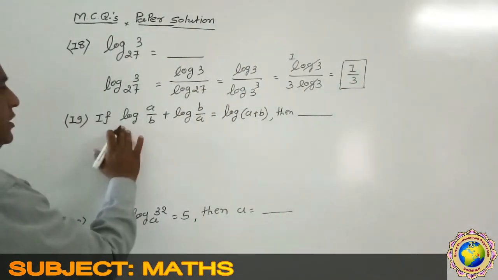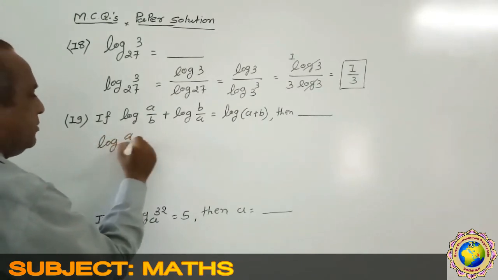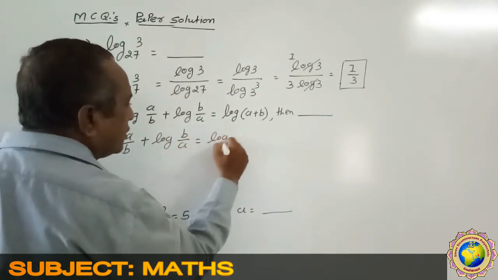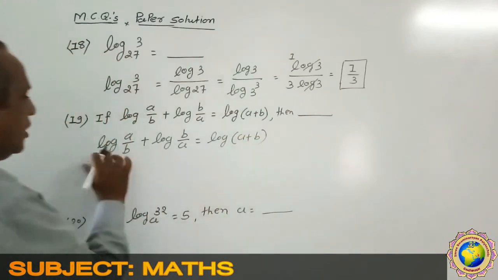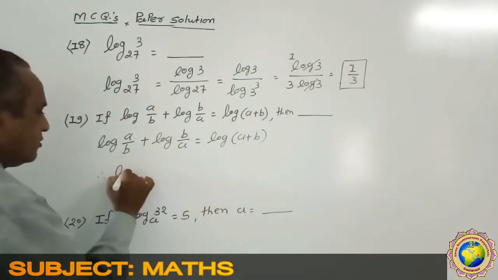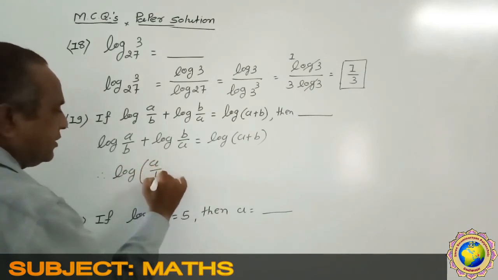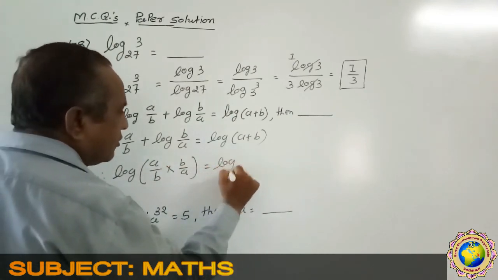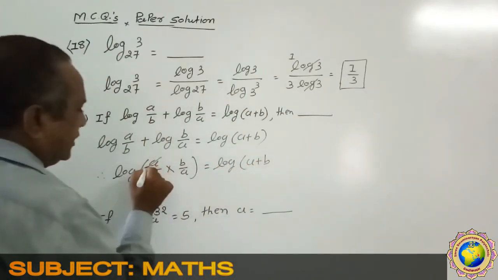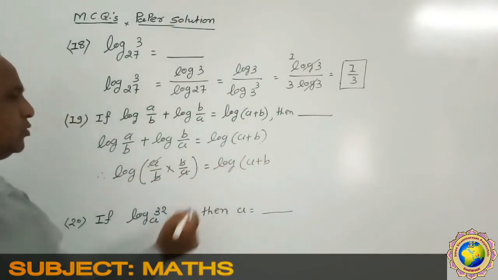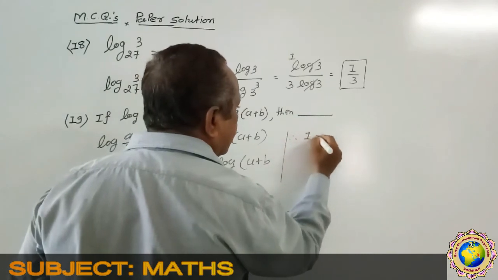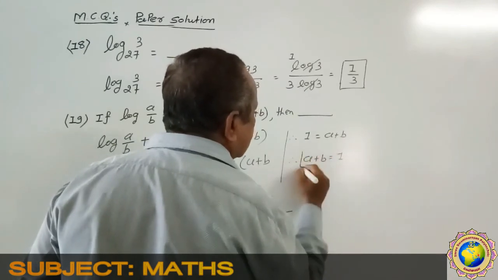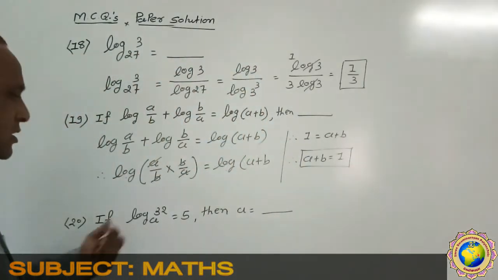The MCQ number 19 is log A by B plus log B by A is equal to log A plus B. Now common log, so log common, then A by B multiplied by B by A is equal to log A plus B. Here A is cancel, B is cancel, log, log remove. So is equal to 1 is equal to A plus B is equal to 1. That is your answer.